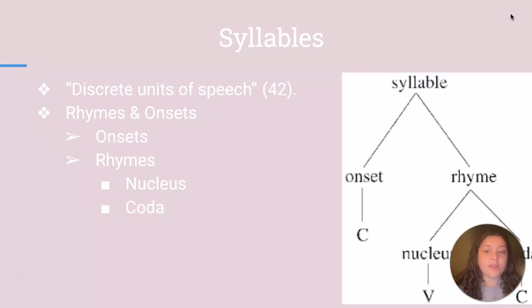The picture on the right gives a demonstration of how a syllable is broken down into all these parts. In the word cat, for example, the k sound would be the onset, at would be the rhyme, a would be the nucleus, and t would be the coda.